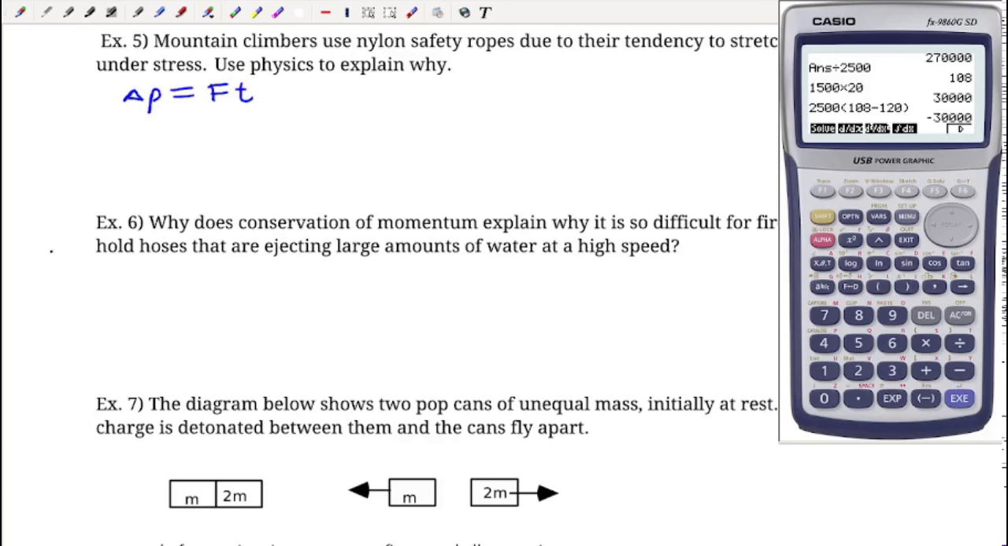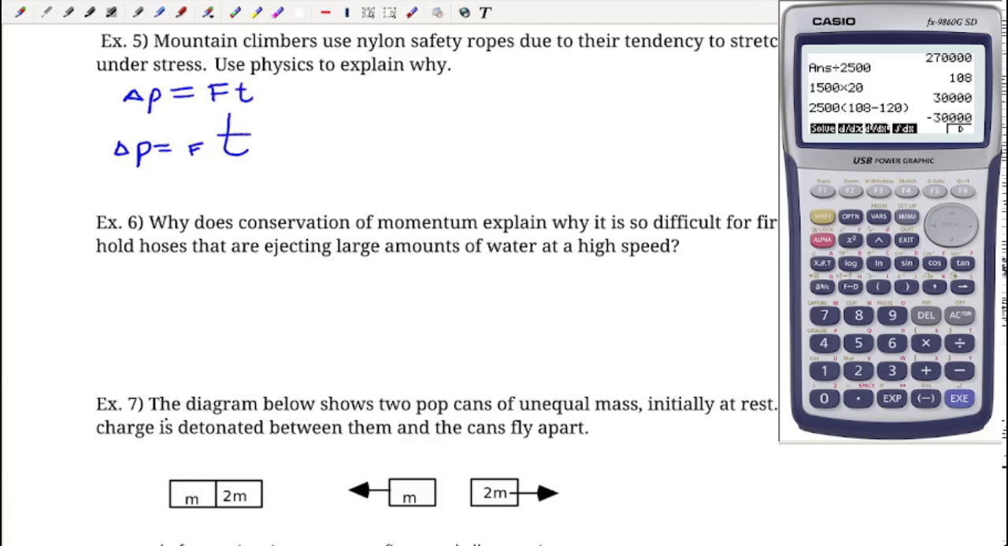So again, the big idea here is that no matter whether the mountain climber is caught by a rope or hits the rocks below, his change in momentum is going to be the same. It's going to be from whatever speed he's falling to get to 0. So if the change in momentum is the same, then we're thinking, okay, longer time as the rope is stretching means lower force. So with a nylon rope, more stretch means more time, smaller force, smaller acceleration, much less damage.